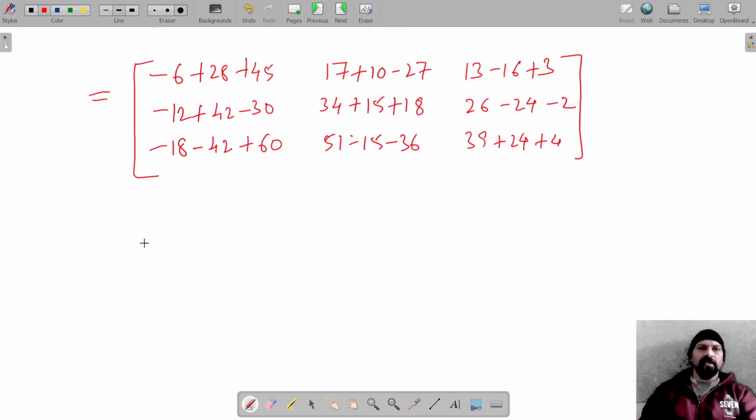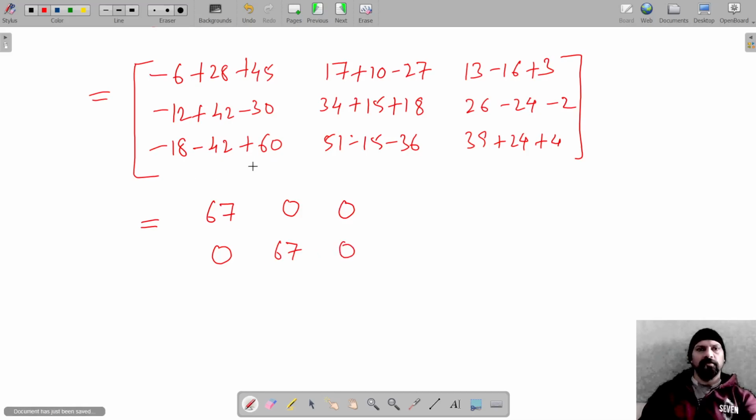So now we have the product as: minus 6 plus 28 plus 45 is 67. So 17 plus 10 minus 27 is negative 17, so this is 0. 13 minus 16 plus 3 is 0. Negative 12 plus 42 minus 30 is 0. 34 plus 15 plus 18 is 67. 26 minus 24 minus 2 is 0. 18 minus 42 plus 60 is 0. This is 51 minus 15 is 36, minus 33 is 0.